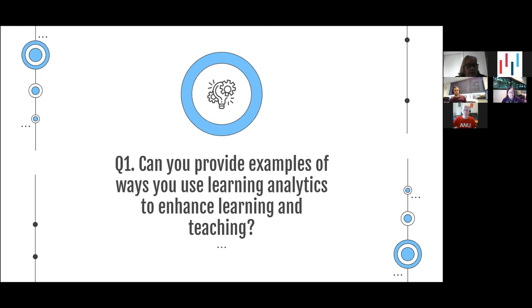You're using data in different ways. You may be taking that data and analysing it yourself. You may be using systems that provide you with dashboards or prompts or whatever way that's designed. We'd really like to understand a little bit more about those sorts of uses. So the first question is, what are you doing? Can you provide those examples?